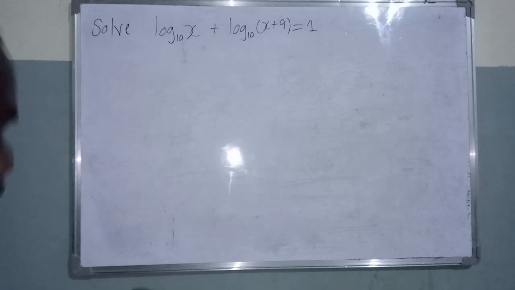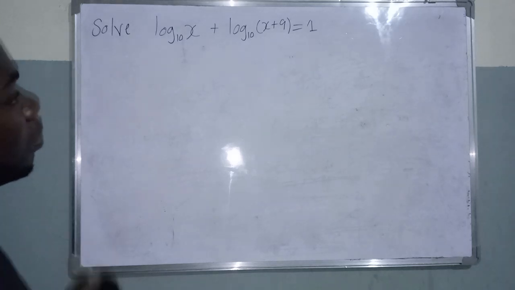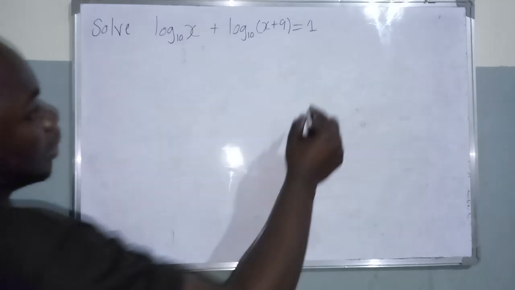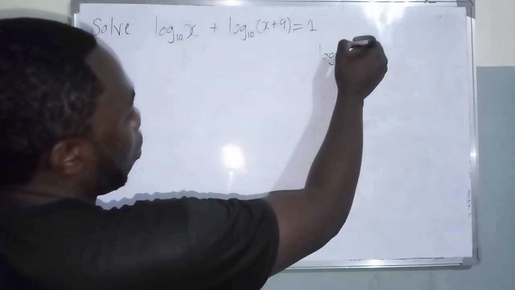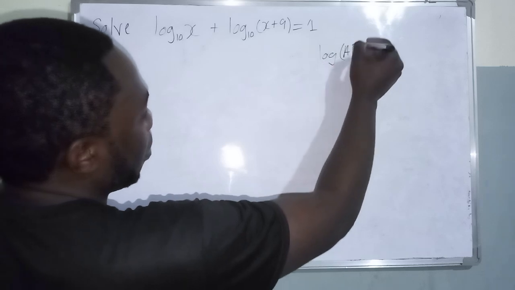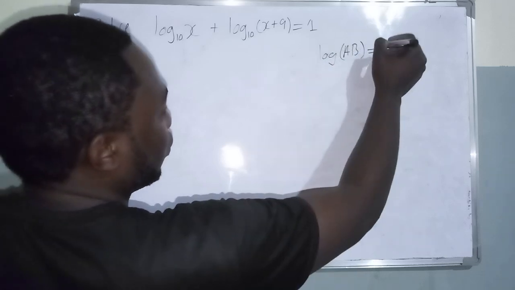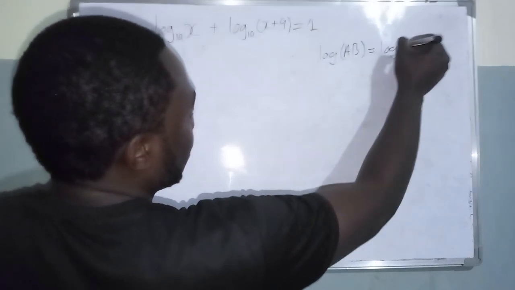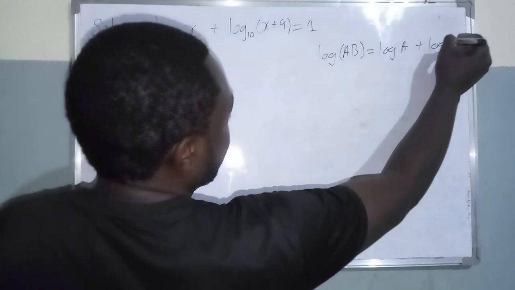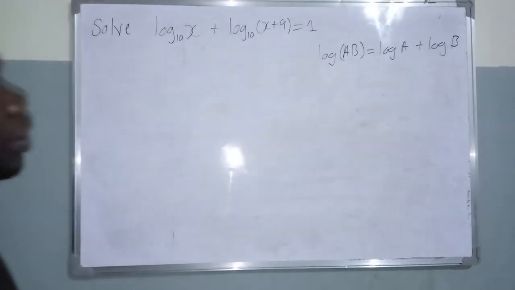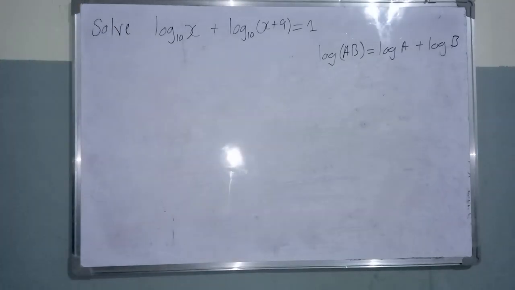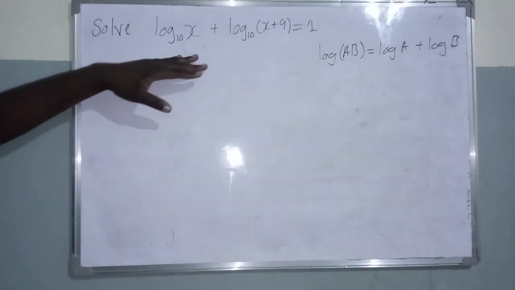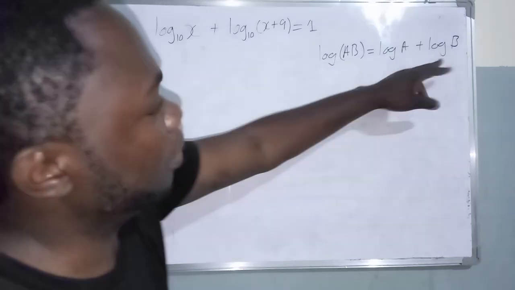So for us to solve this question, we're going to use one of the logarithmic laws, which states that when you have log AB, this is the same as you have log A plus log B. Okay, so this is the law that we're going to use. So when we look at the given question, this can be compared to this part.